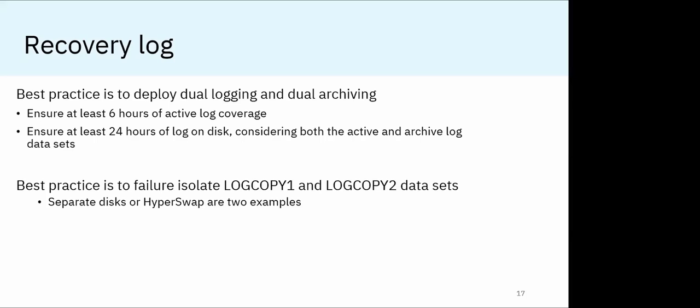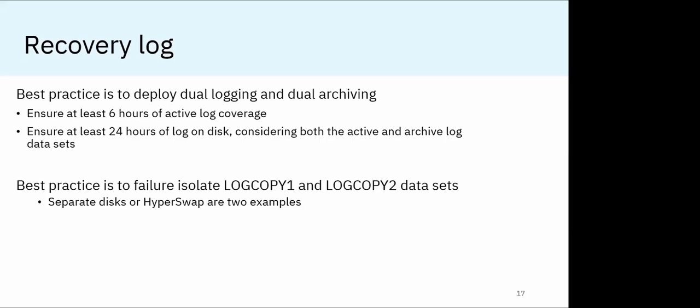But the best practice for the recovery log is to deploy dual logging and dual archiving. So definitely have at least 6 hours of the active log coverage, and then make sure you ensure at least 24 hours of log on disk, and that is considering both the active and archive log data sets. And then best practice is to failure isolate the log copy 1 and log copy 2 data sets, as well as your bootstraps.